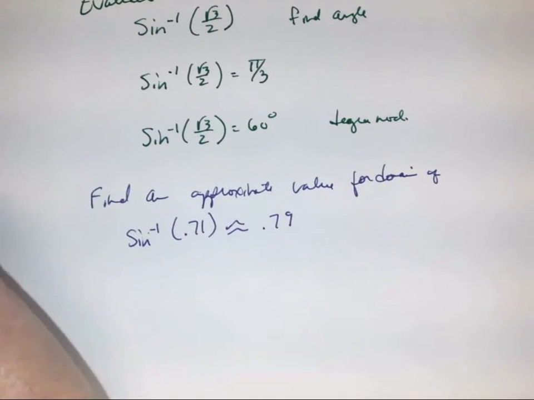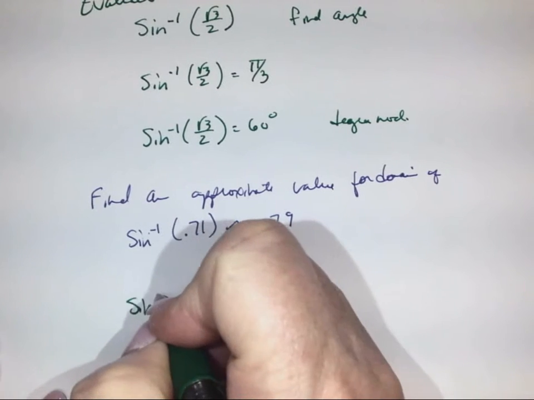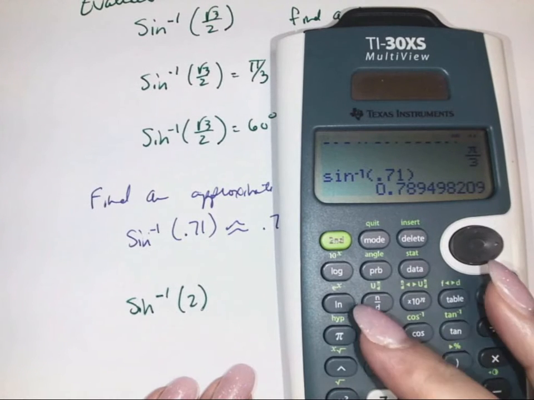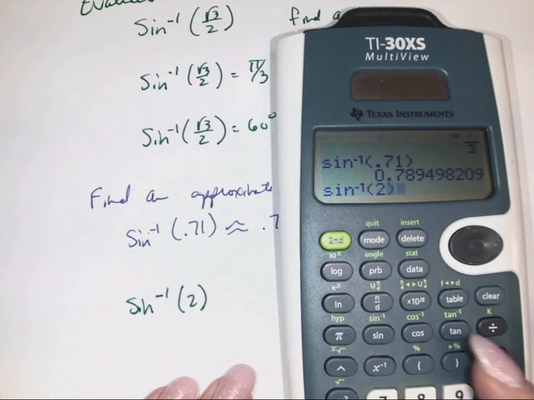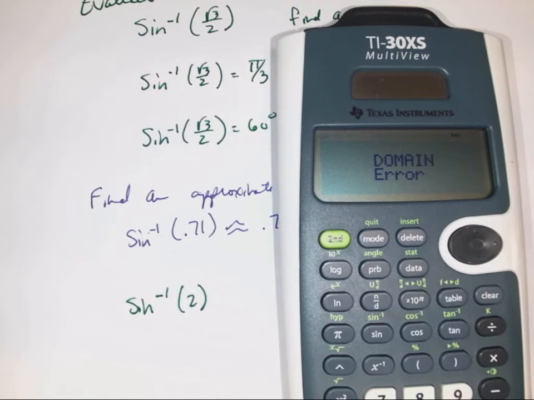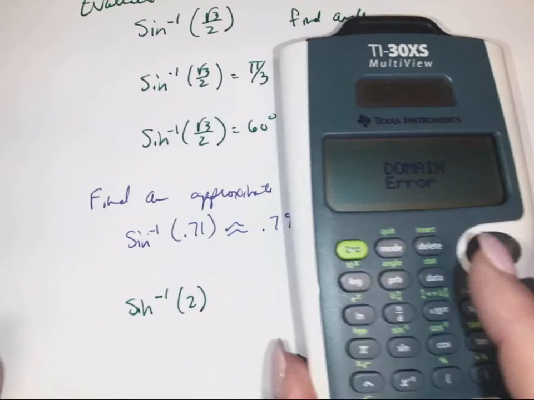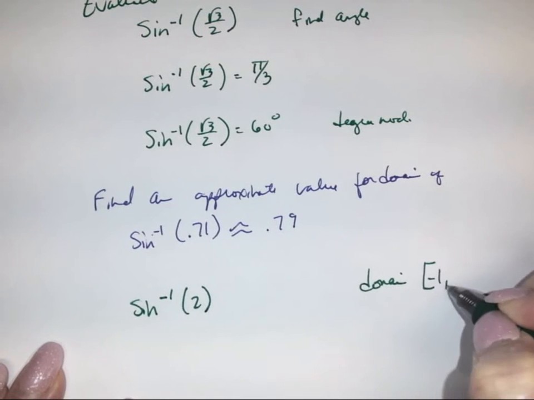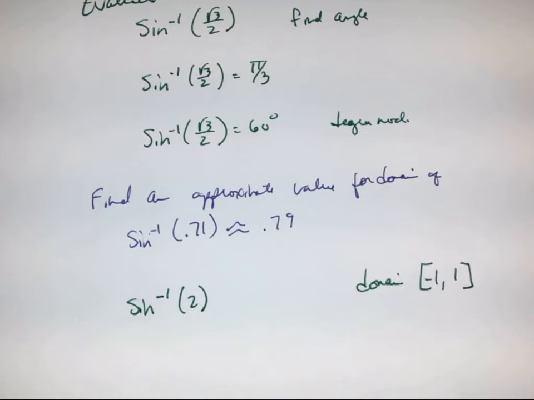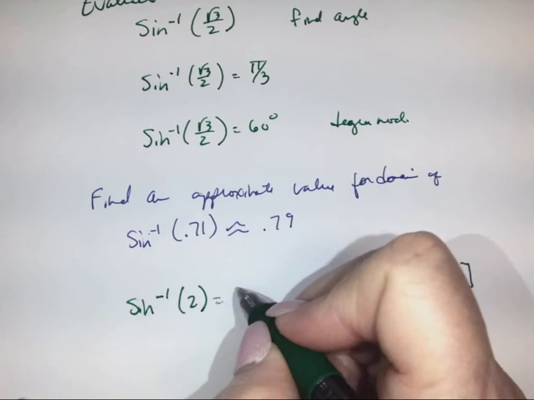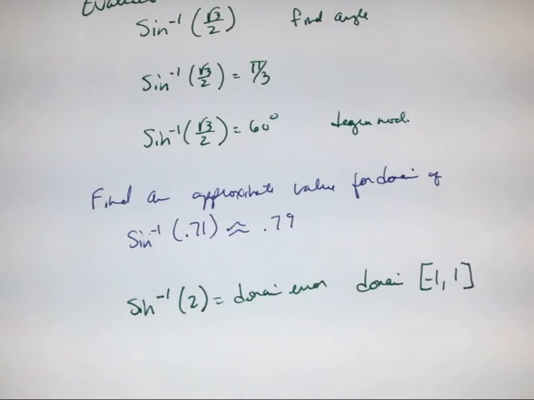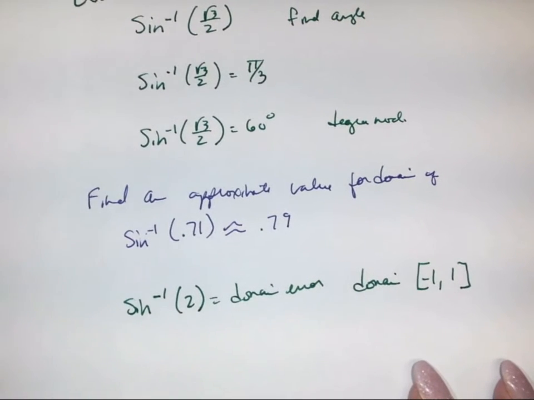All right, let's do another one. Let's do sine inverse of 2. So sine inverse of 2. And we get a domain error. So why is that? Well, remember that our domain is from -1 to 1. So we can't go outside of that value. So it's -1 to 1. So this is going to get you a domain error because you're outside of it. We're only doing the ones that we have the restrictions on.